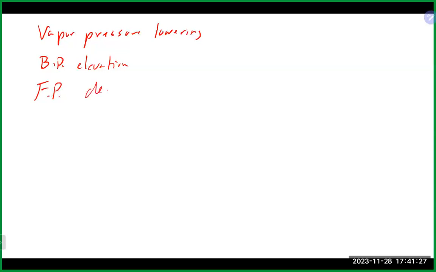So in this chapter, we talked about solutions, and we talked a lot about colligative properties, and we talked about things like vapor pressure lowering. We also talked about boiling point elevation, freezing point depression. We also talked about osmotic pressure. So there are a few formulas that went with some of these here.